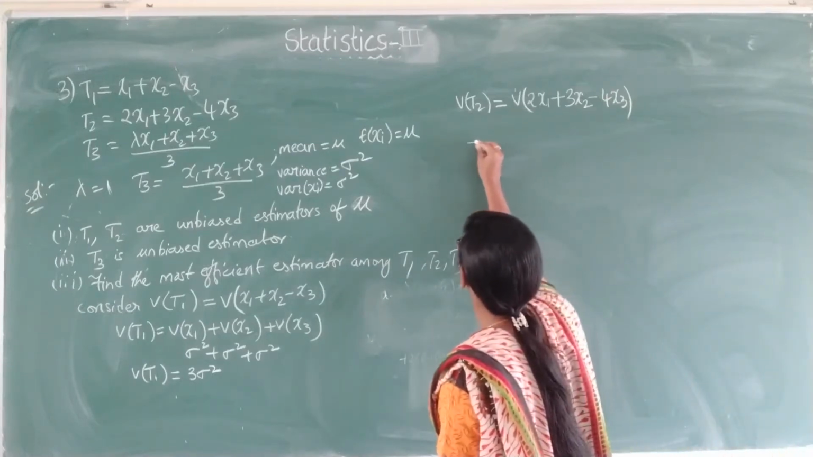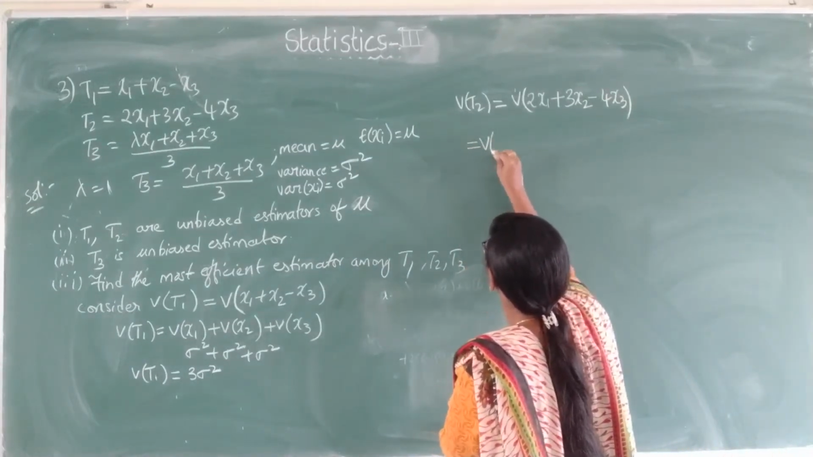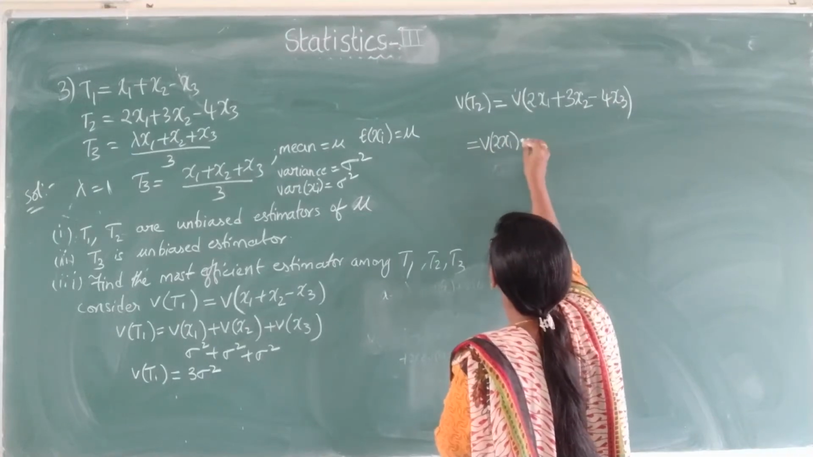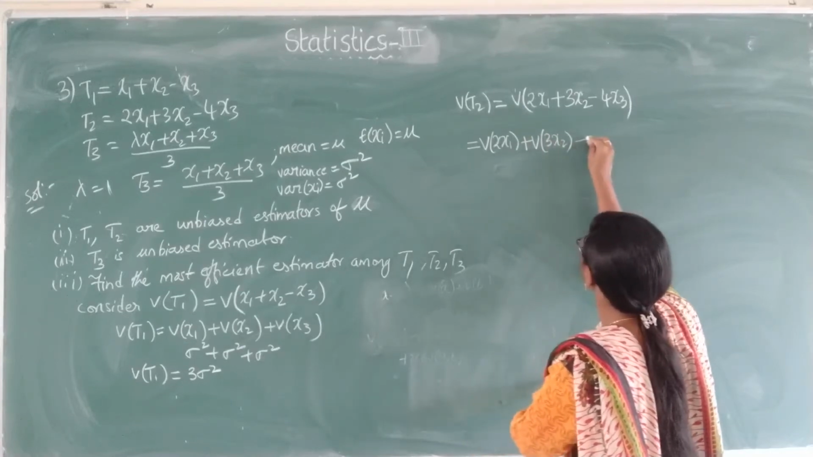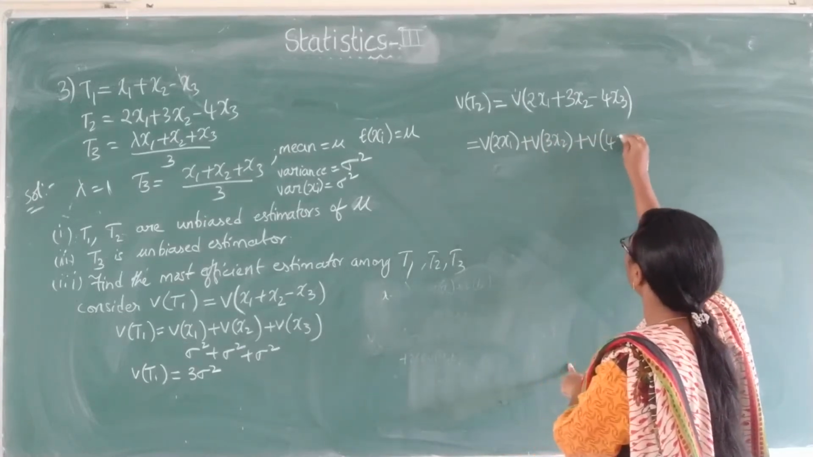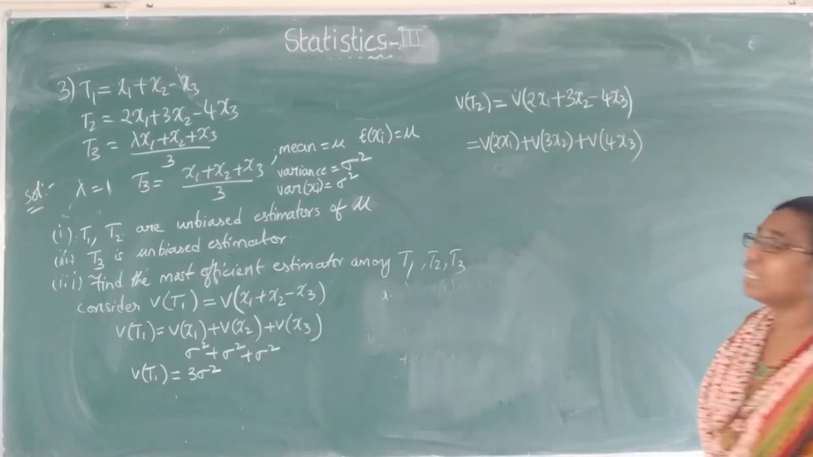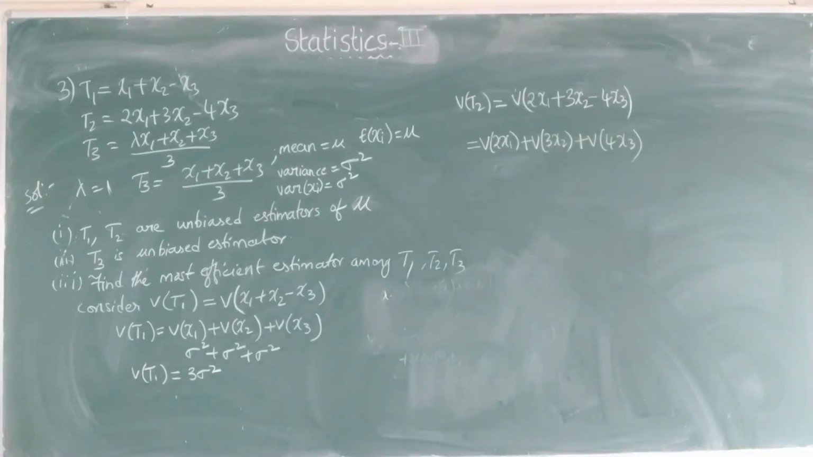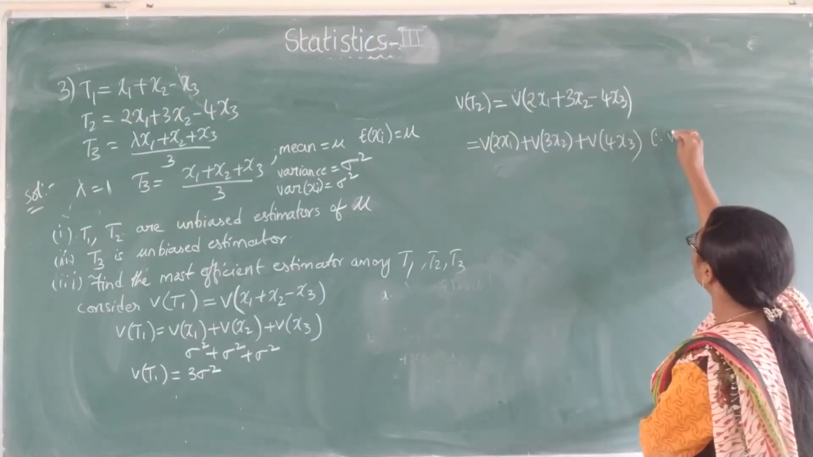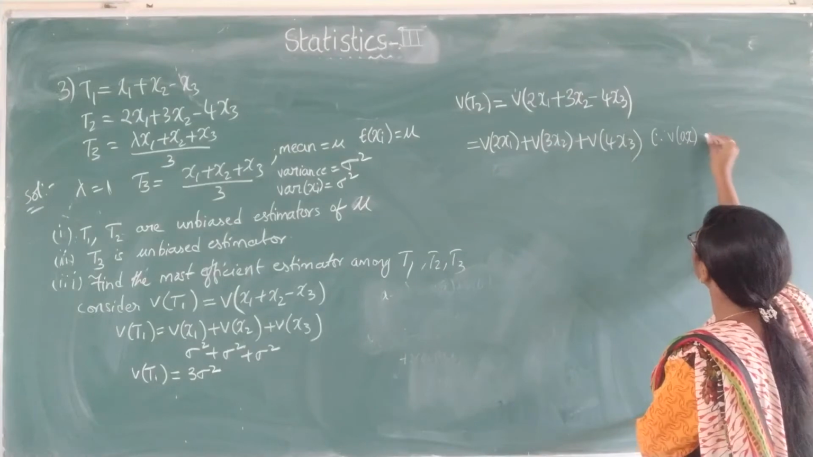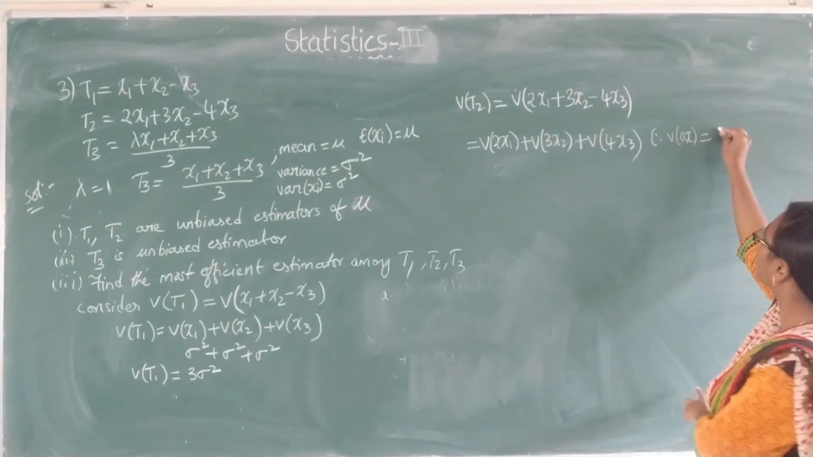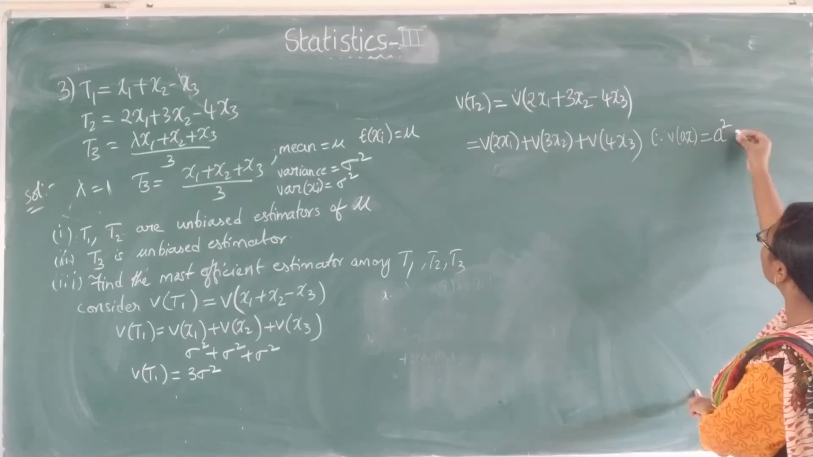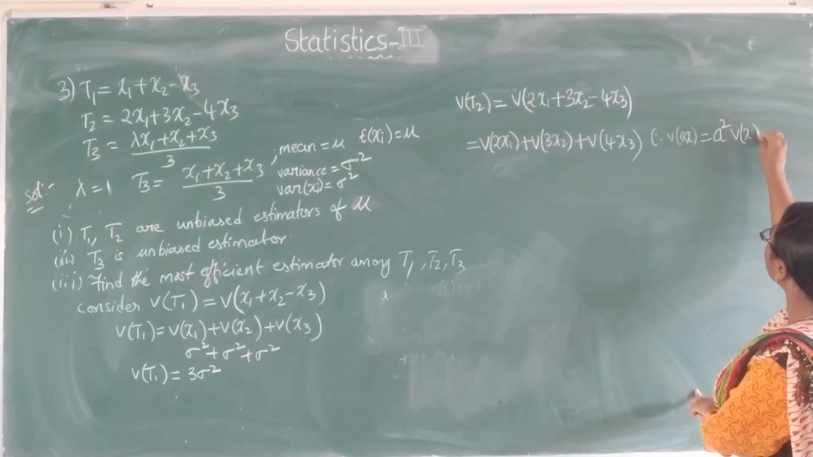So how can we write this one? This is equal to variance of 2x1 plus variance of 3x2 plus variance of 4x3. What is the formula for the variance of ax? If you have a constant, what is the variance of a constant? Variance of a constant is always its square. So variance of ax can be written as a square into variance of x.